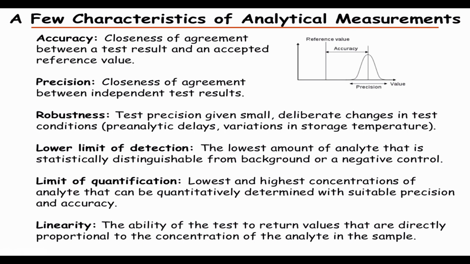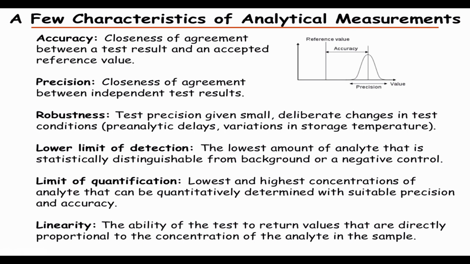But in clinical chemistry, they definitely establish these and are very careful to get these things right. Then something that we're very interested in is the lower limit of detection. This is the lowest amount that we can distinguish from background. Limit of quantitation is usually slightly higher than the limit of detection, and is where we have a linear range also. And then linearity.